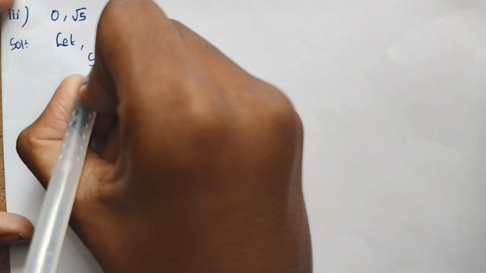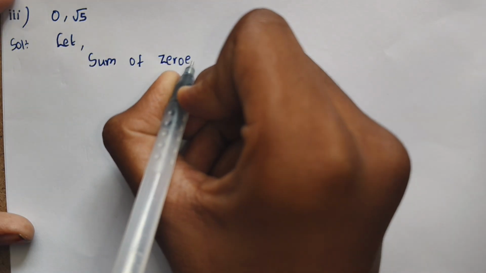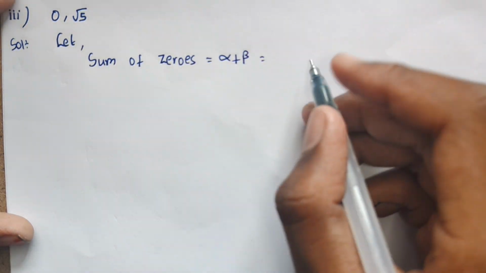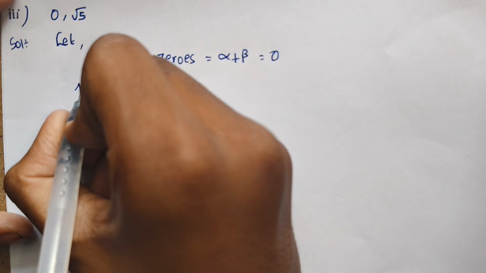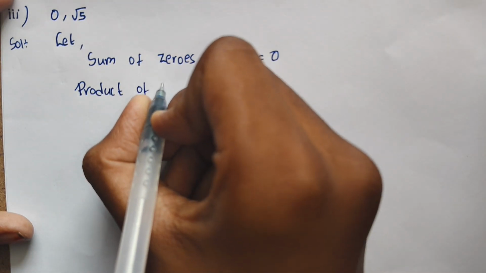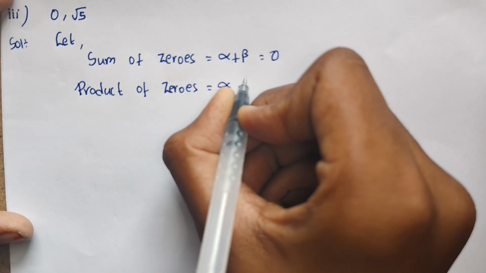Let us solve it. Let the sum of zeros equal alpha plus beta. The sum of zeros, alpha plus beta, is equal to 0, and the product of zeros equals alpha into beta.